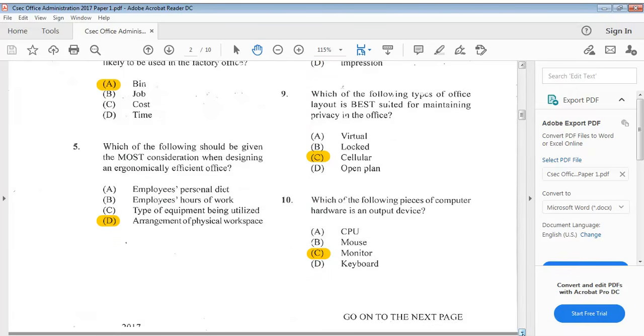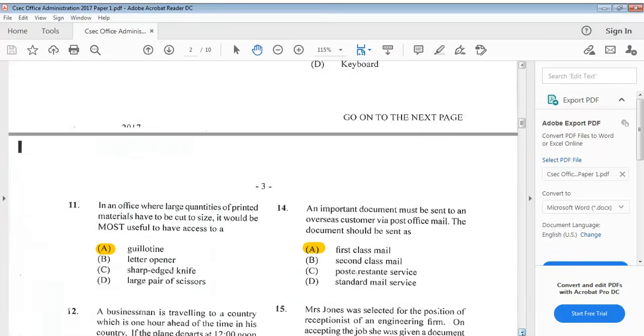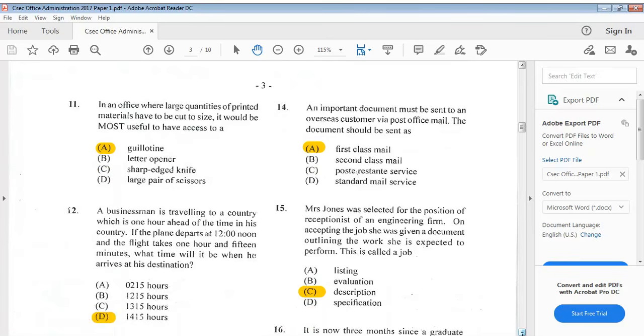Which of the following pieces of computer hardware is an output device? A. CPU. B. Mouse. C. Monitor. Or D. Keyboard. So we know it would be the monitor. So our answer would be C. Let's move on to question number 11.